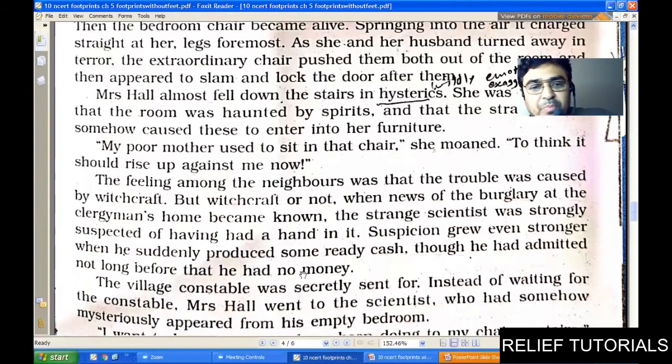"My poor mother used to sit in that chair," she moaned weepingly, speaking very lowly. "To think it should rise up against me now."